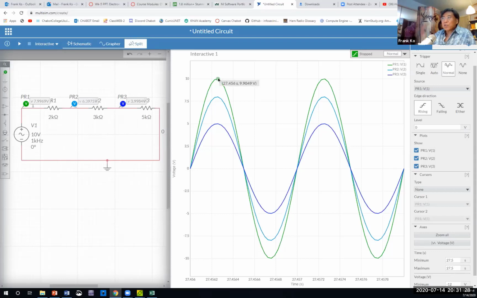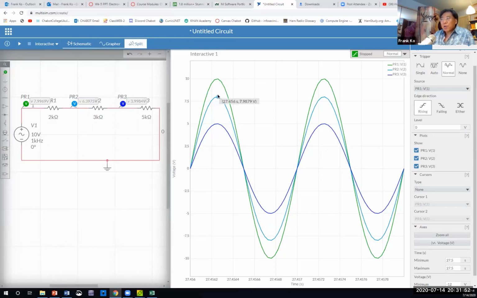Can you see what the peak value is if I hover my mouse over this? Notice I can't get my mouse right to the tippy peak, but if I put my mouse right here, can you see 9.9849 volts? Is that pretty close to 10 volt peak? I'll show you something even more interesting.